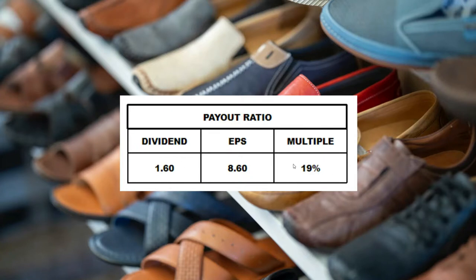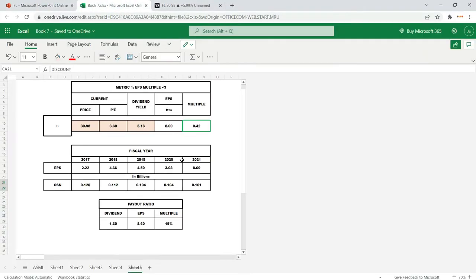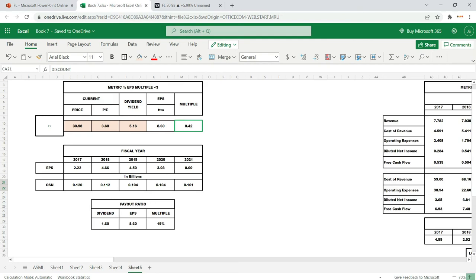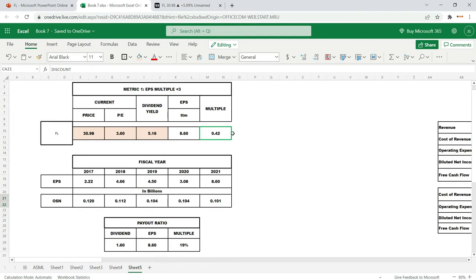Let's screen it with my three metrics. First metric, we want an EPS lower than 3. It's 0.42. We get this by dividing the PE by the EPS. This tells us that they do a good job at increasing their earnings while buying back shares. I've added here the EPS from 2017 to present, increasing, which is good, and the OSN here is outstanding shares, which is decreasing, also good.